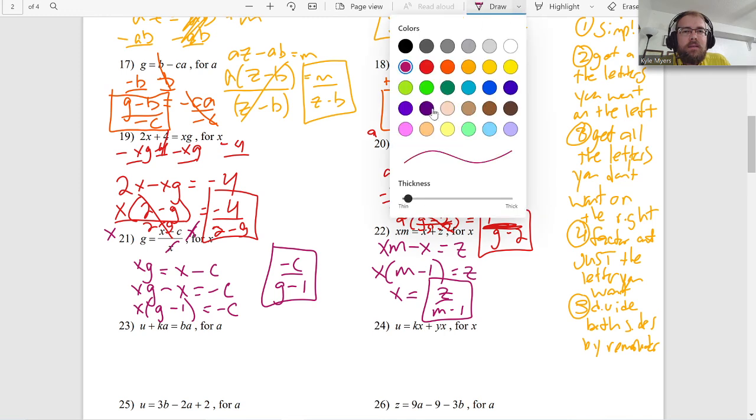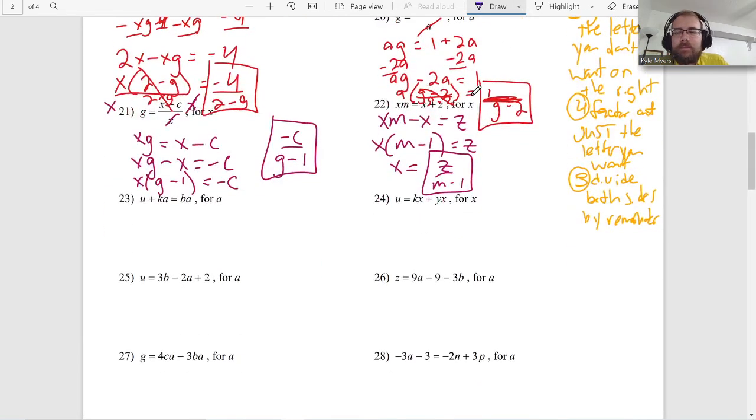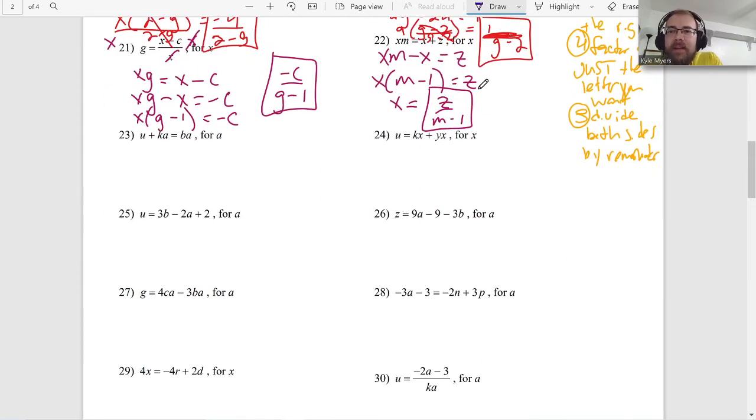Next, let's see. Indigo. Ooh, that sounds fun. Let's do it. Now we want to solve for a. All right. So again, this is all the same stuff here. We want to do ka minus ba. We want to subtract ba from both sides. We want to subtract u from both sides.